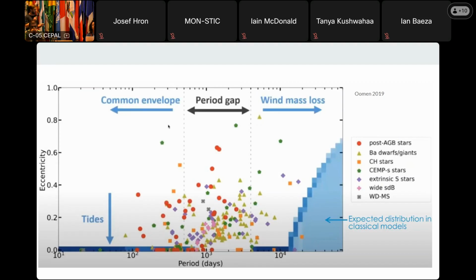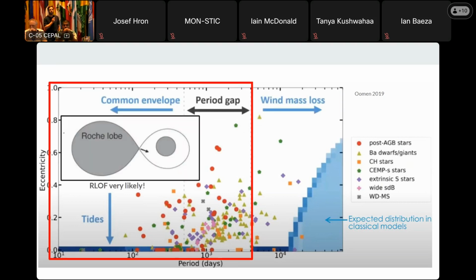But the biggest problem actually comes for binaries below 4,000 days, because given the very big radii of AGB stars, for those periods the AGB should undergo Roche lobe overflow, very possibly through the unstable channel, which should lead to a common envelope and very short periods in the end. So that's basically the period-eccentricity problem.